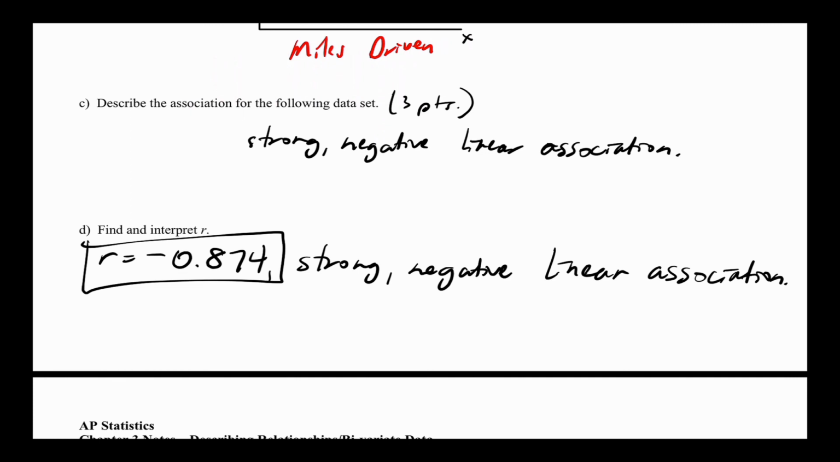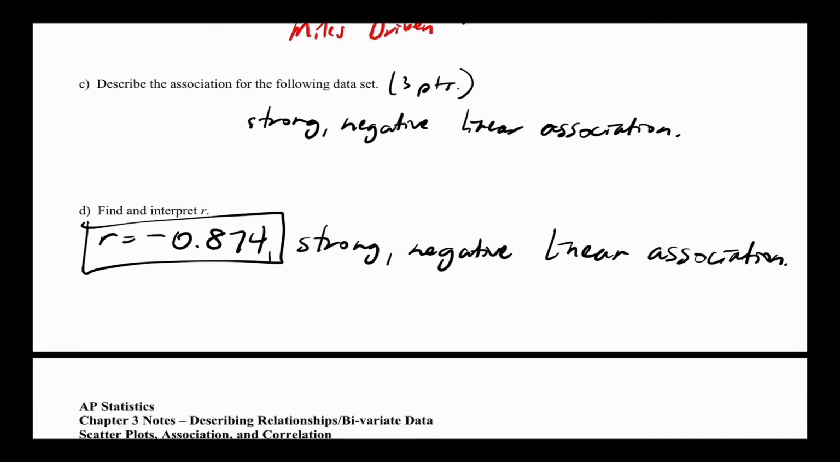If it just said find R, then I would just need R equals negative 0.874. Interpret it means, what does that mean? Well, it goes with my number line. So it's in the strong, negative, linear relationship. Okay. All right.